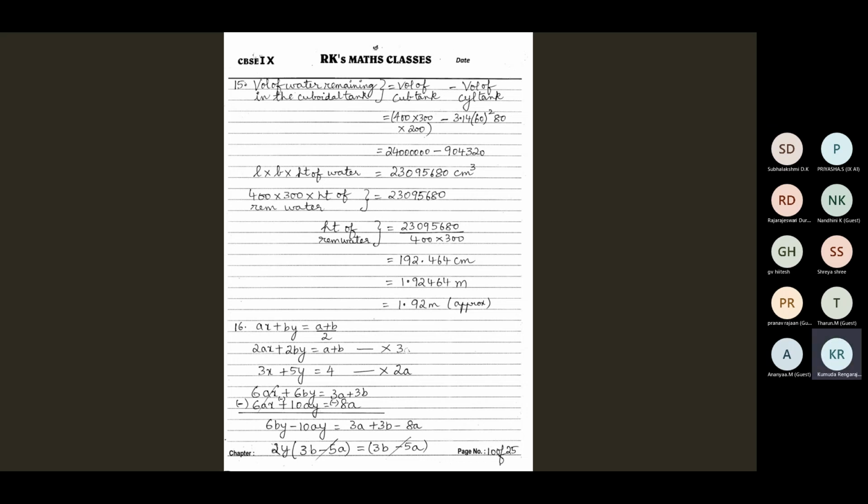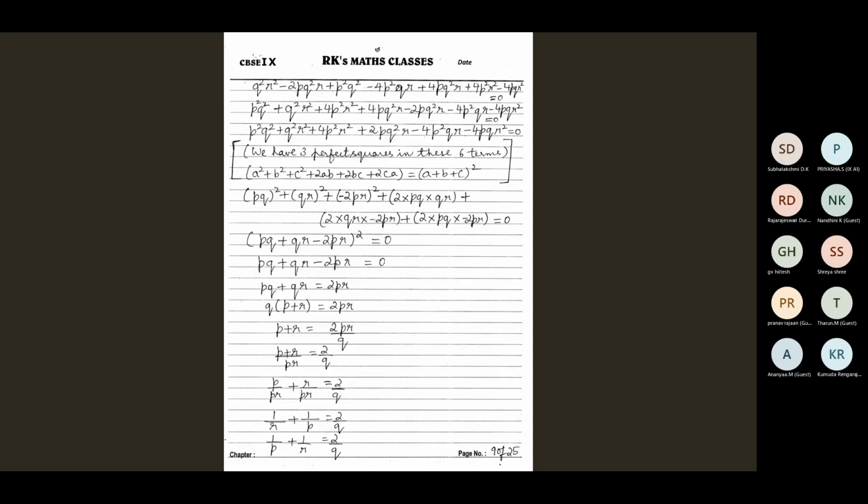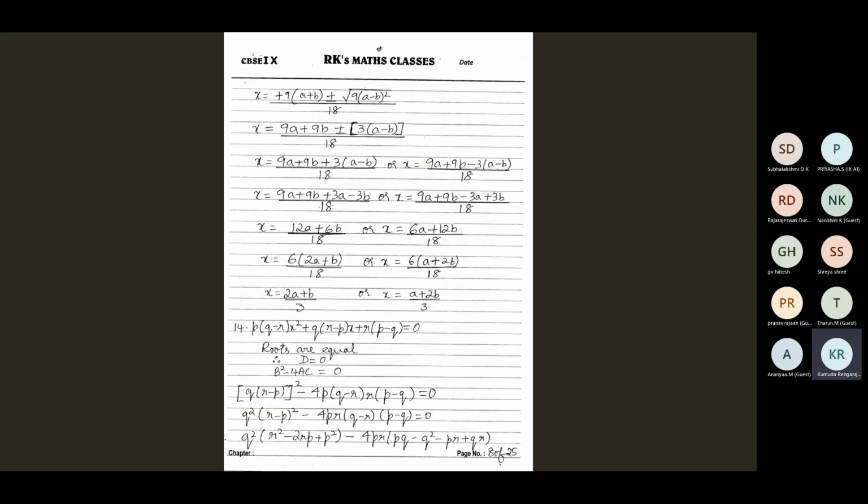In 14, you're given a quadratic equation, and you're also given that the roots are equal. That means the discriminant is 0. And you'll have to show that 1 by p plus 1 by r is equal to 2 by q. So you can see below, children. So this is the quadratic equation given. And it's given that the roots are equal.